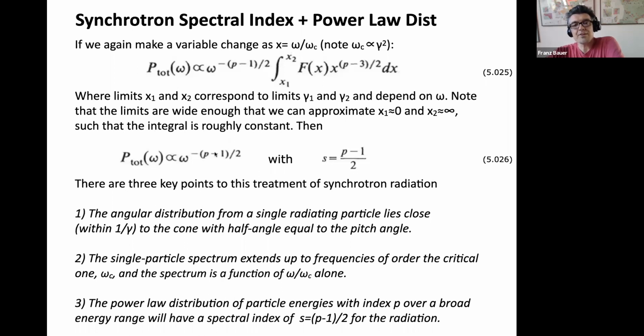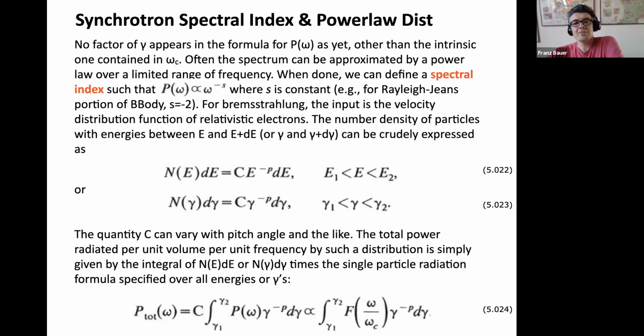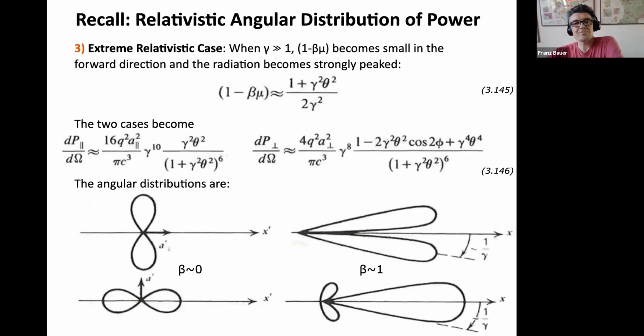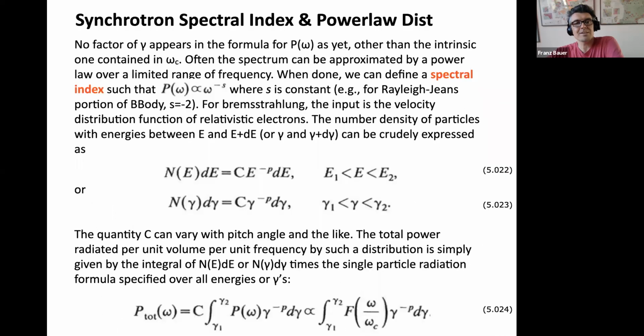This thing here, p minus 1 divided by 2, we can make another variable substitution. And this s, which is the spectral index, is then omega to the minus s. And we come back to, where was it? Here. So we generally have something which looks like this. And we've moved almost everything into a constant here.